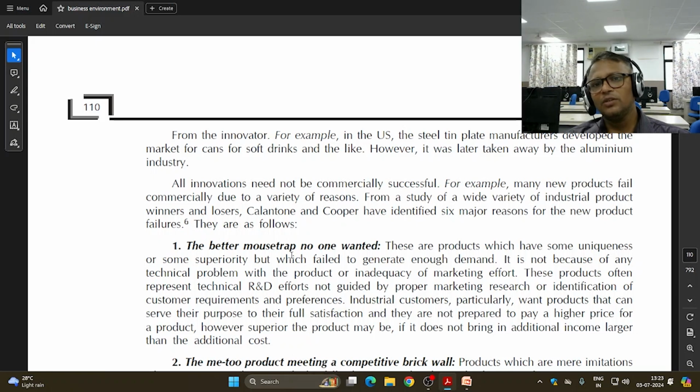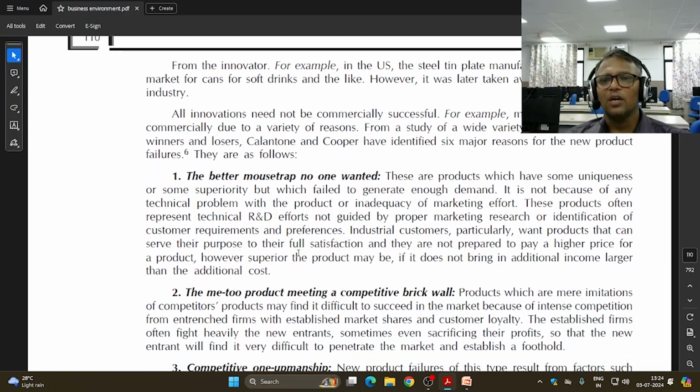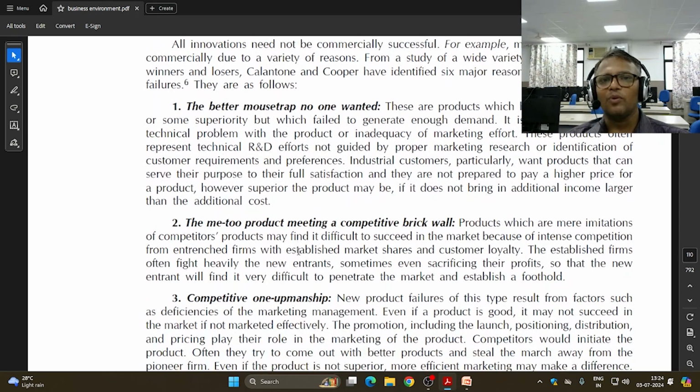All innovations need not be commercially successful. For example, many products fail commercially due to a variety of reasons. From a study of a wide variety of industrial products in the US, Team and Cooper have identified 6 major reasons for new product failures. They are as follows. First, the better mousetrap no one wanted.